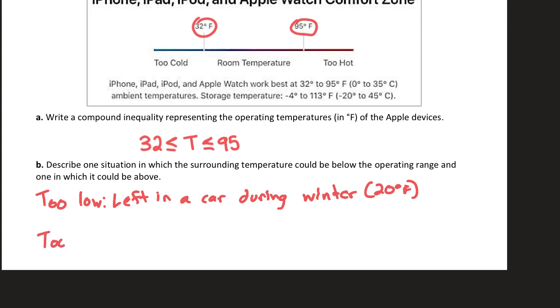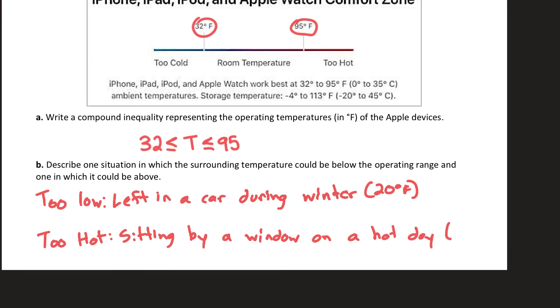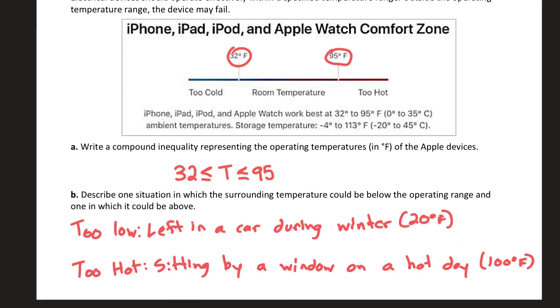Too hot. Sitting by a window, let's say, on a hot day with the sun beating down on it. You know? And maybe it was a hot day and the temperature was 100 degrees. So it's just thinking about situations where you think about compound inequalities. You think about the concept of them. You don't actually write them, but you use them to understand when is my iPad going to be okay to work, or when is my iPhone going to be okay to work.